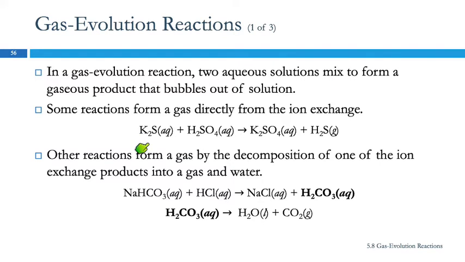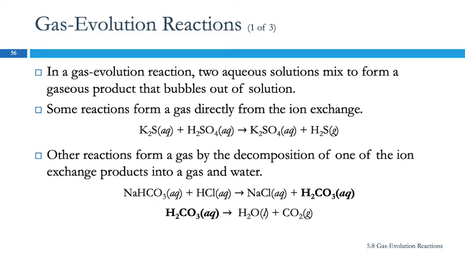We're going to take the potassium, the sulfide, the hydrogen ions, and the sulfate, and we're going to switch partners and see what we end up with. And what you end up with is K2SO4 and H2S. H2S is a gas. How do you know that? Well, I don't really expect you to know it at this point. H2S is a gas.